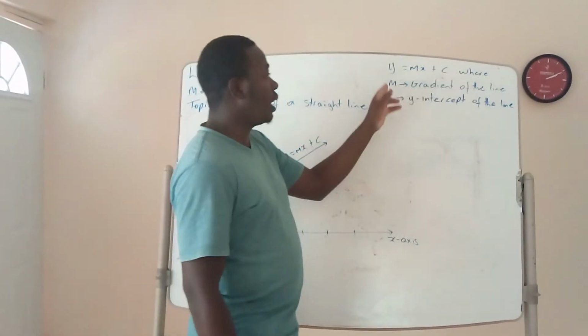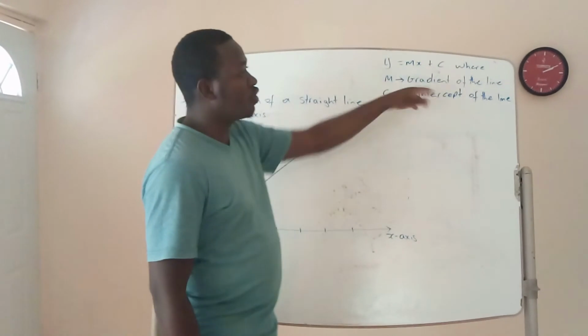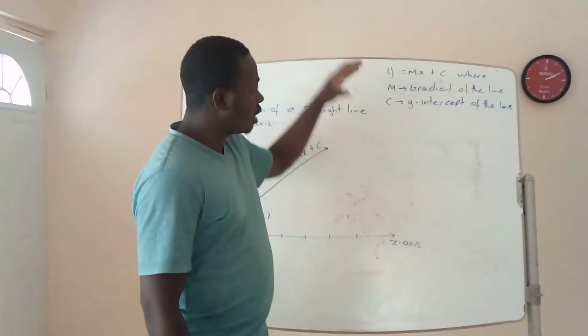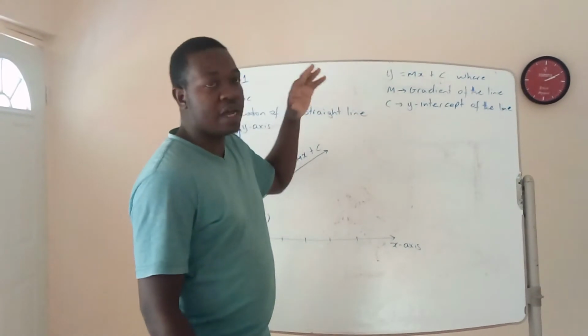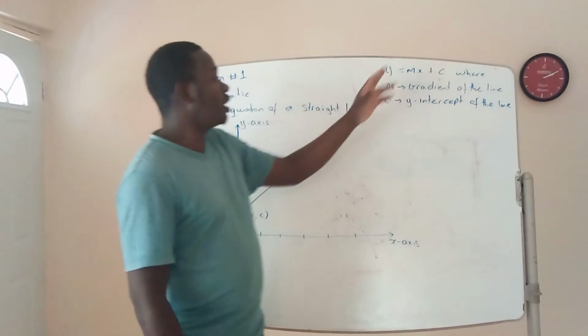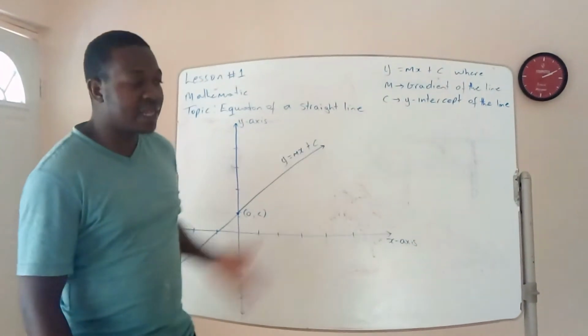Where m, the coefficient of x, is the gradient of the line. What do I mean by the gradient of the line? I mean the slope of the line, how the line slopes, alright? And c is the y-intercept of the line. What do I mean by this?